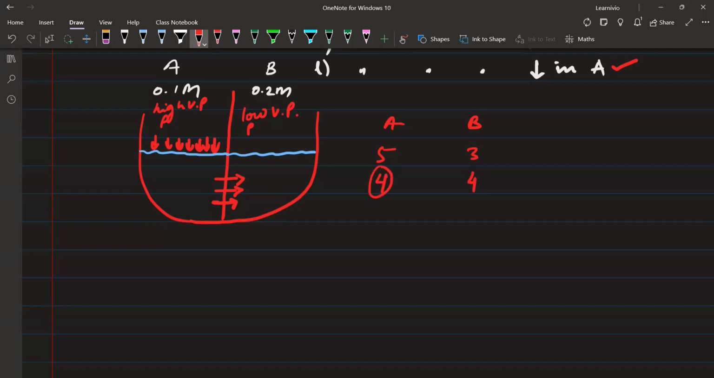Now when the vapor pressure is same in both the compartments, there is no difference in vapor pressure. At that point, what is going to happen? At that point, the osmosis will stop.